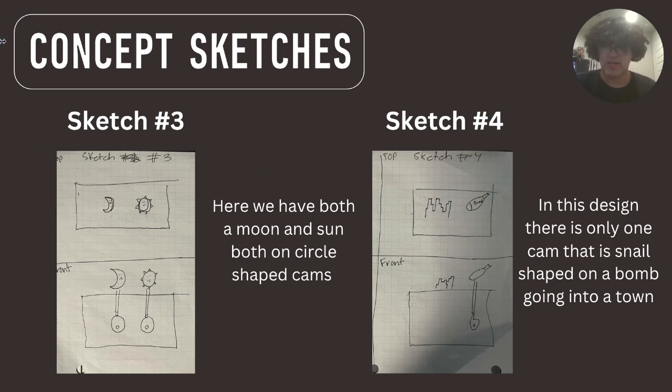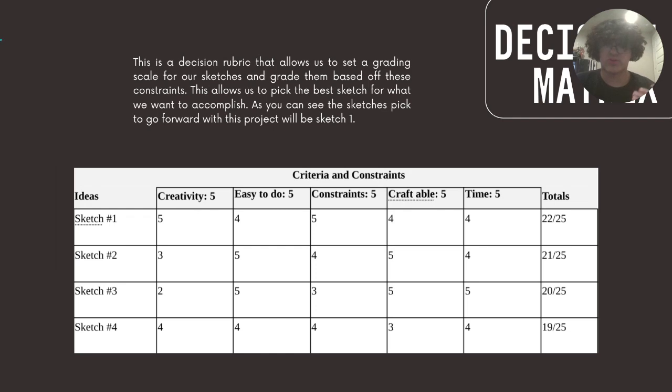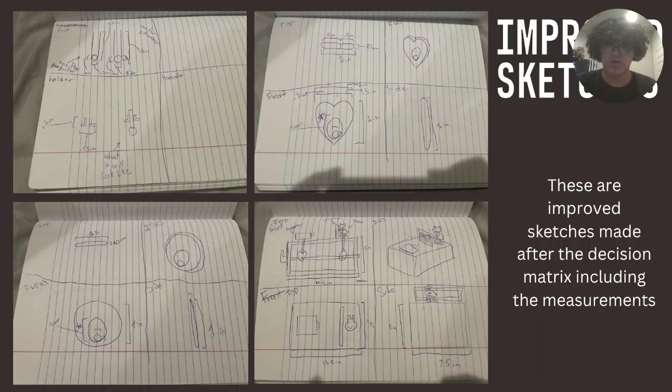After I drew all of these, I went through the decision matrix and said, out of these 5 criteria I made myself, which one would meet all the criteria the best? As you can see here, the one that reached the highest score was sketch number 1, the dinosaur one. So then I went back to sketch more detailed sketches of what it would look like.